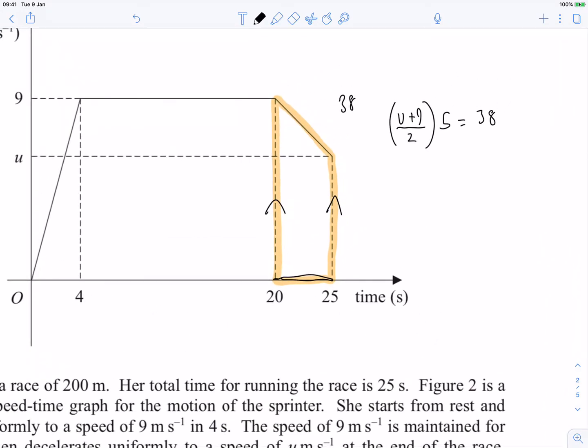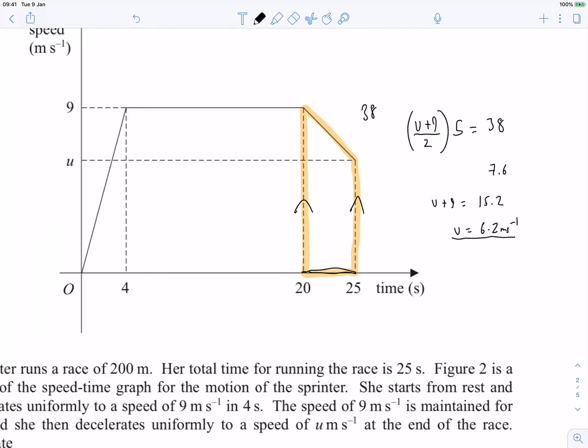Okay, so how are we going to solve this? Well, if we do 38 divided by 5, I believe that's going to be 7.6, and if I times that by 2, that's going to be 15.2. Yep, so u plus 9 equals 15.2. So if I minus 9 from both sides, it looks like u is 6.2 meters per second per second.